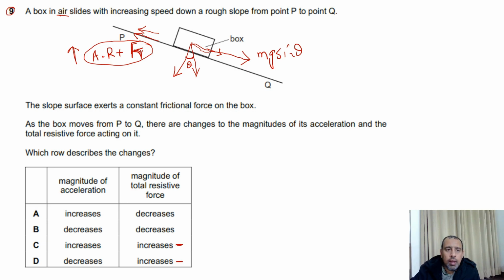When this upward force, the total resistive force, increases, and this force is constant because the angle is the same, it means the resultant force decreases. So if the resultant force decreases, it means the acceleration decreases as well. That's why the magnitude of the acceleration decreases, and option D is correct.